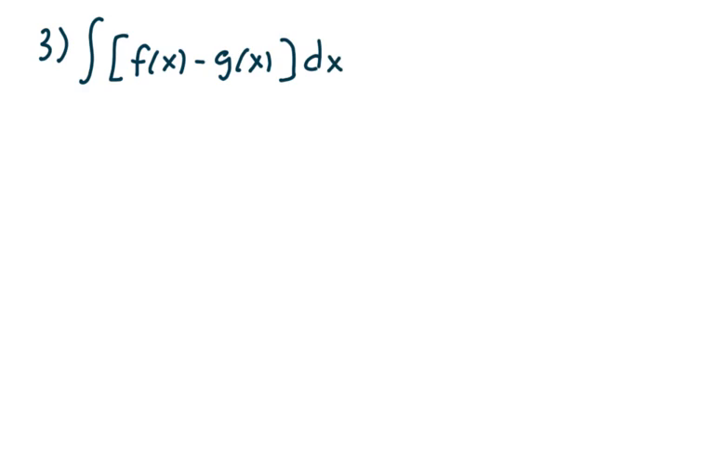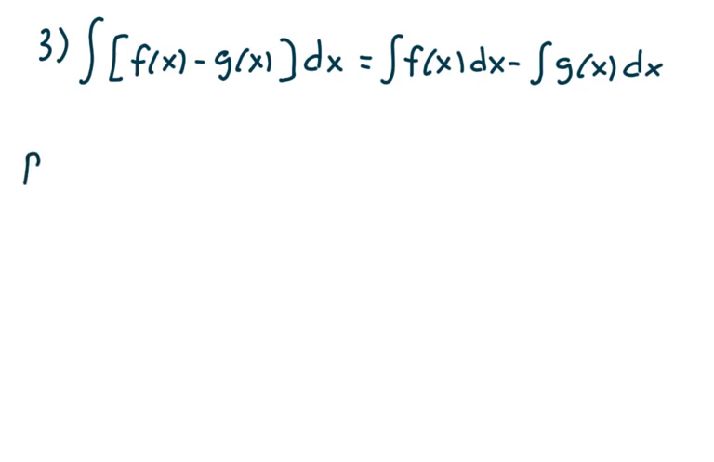Let's take a look at number 3. Suppose I had the integral of f of x minus g of x dx. Now again, I'm assuming f and g are both integrable functions. And so this is equal to the integral of f of x dx minus the integral of g of x dx.